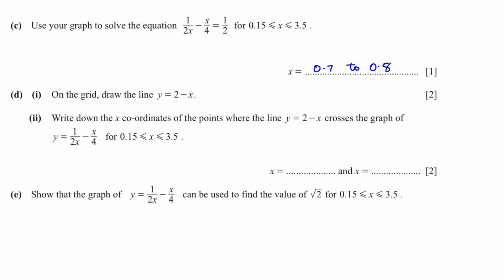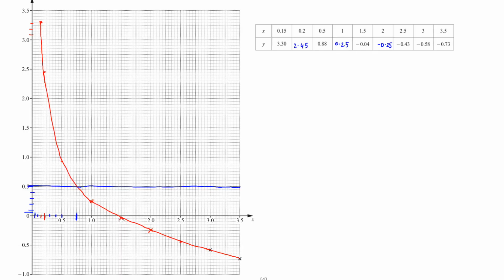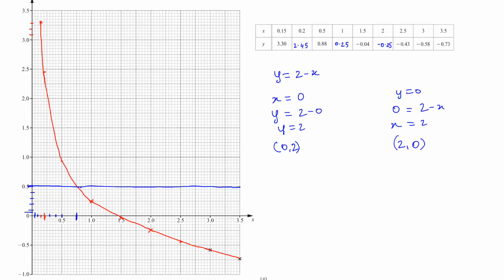Next question. On the grid, draw the line y is equal to 2 minus x. When x is 0, what is the value of y? Y is equal to 2 minus 0, so y is 2. So we found one point to plot: 0 and 2. And then we will do when y is equal to 0. When y is equal to 0, x is 2. So we got 2 and 0. Let's plot this point, 2 and 0, and 0 and 2. Now we have to join this line here. So we plotted the line.